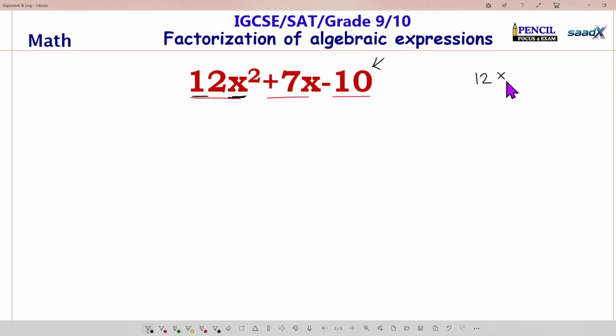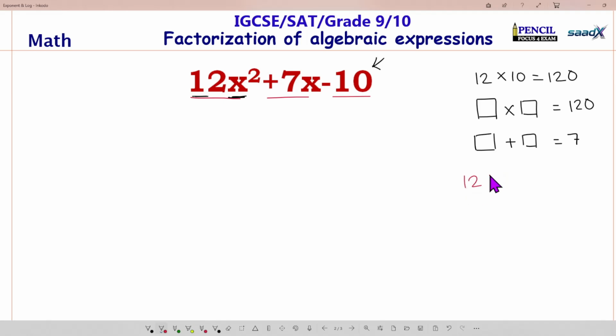So we will multiply. It will become 120. We have to find two numbers which, when we multiply them, become 120, and when we add them, we get 7. How? We have to factorize this 120.